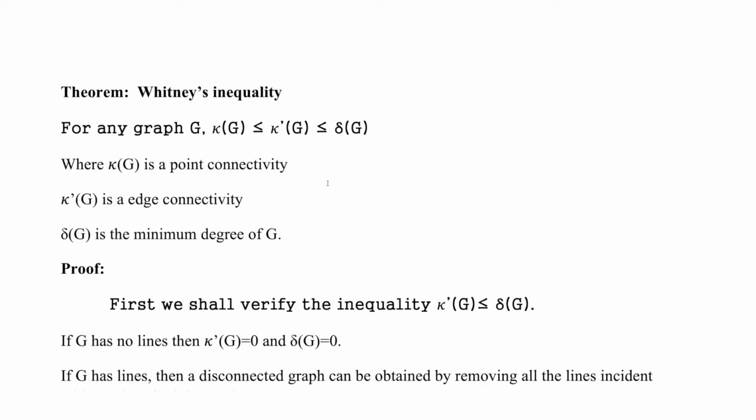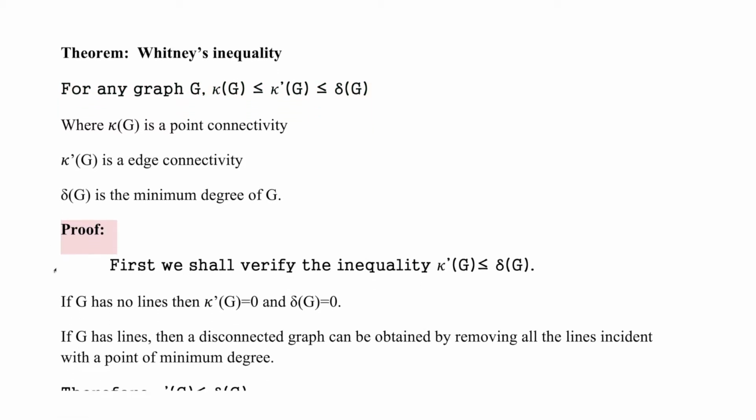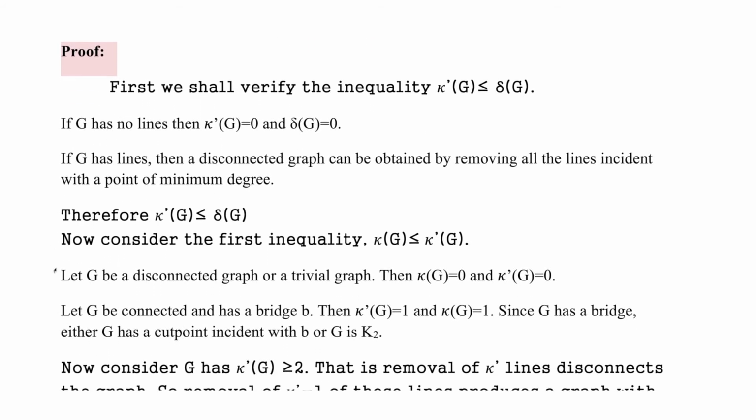Let's see an inequality called Whitney's inequality. This inequality connects the connectivity of a graph, that is vertex connectivity, and the edge connectivity, as well as the minimum degree of G. For any graph G, kappa of G, that is vertex connectivity, is less than or equal to kappa dashed of G, that is less than or equal to delta of G, that is the minimum degree of G. We shall see the proof now.